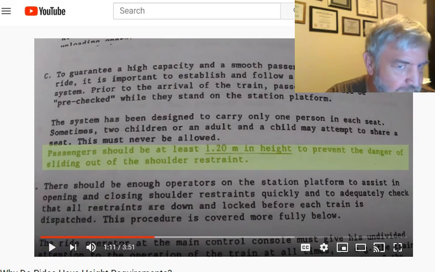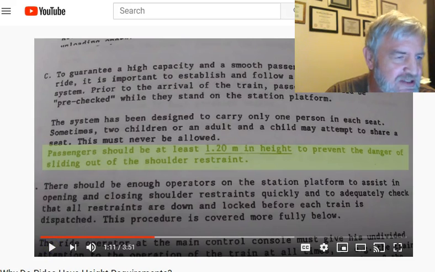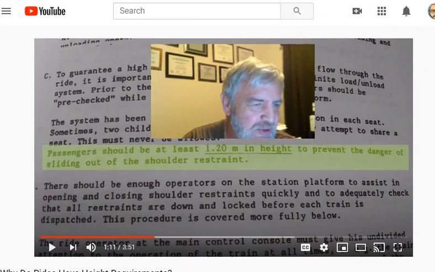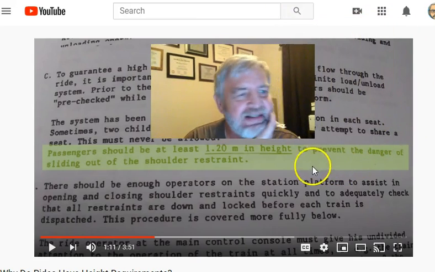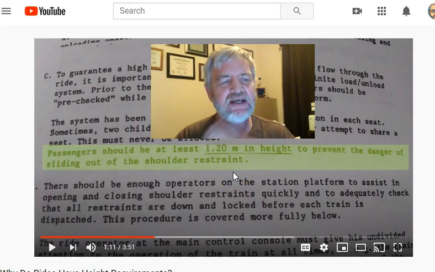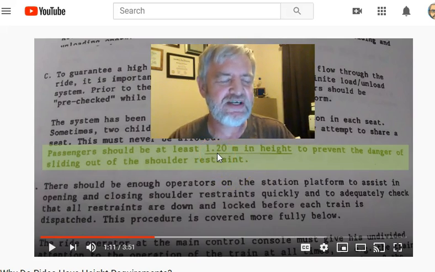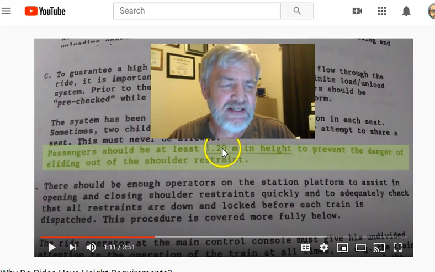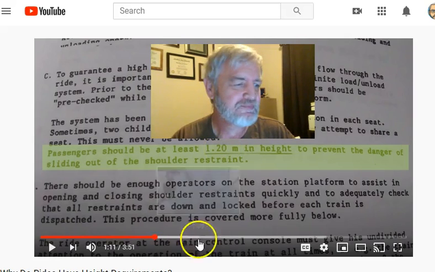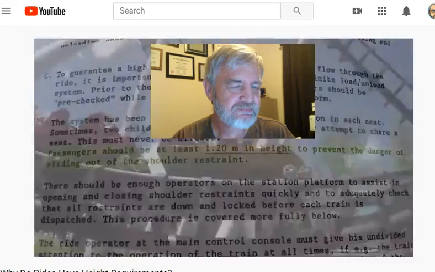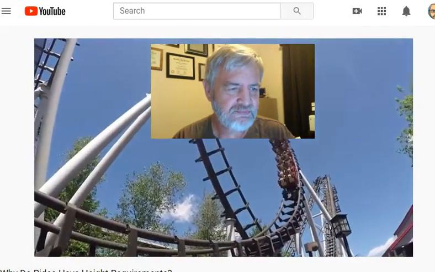So here's an example of where it says at least 1.2 meters. So at least would mean bigger than or equal to. It's got to be 1.2 meters, which is about 37 or 38 inches. But it's got to be equal to that or bigger than that.